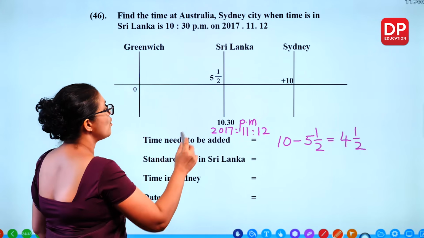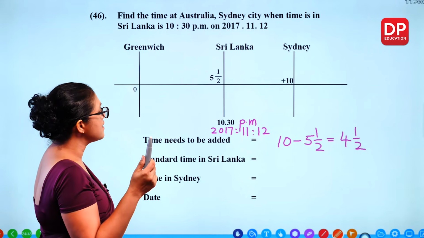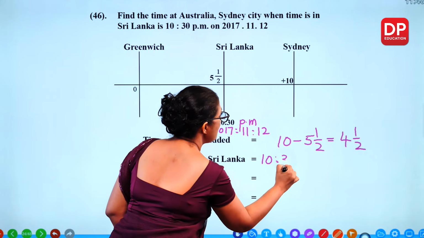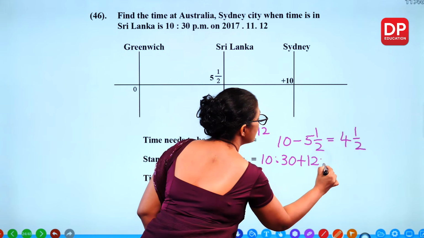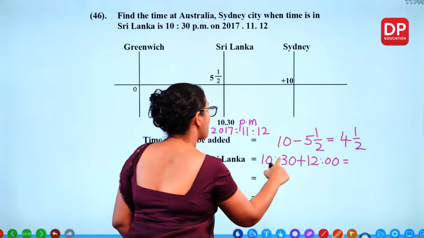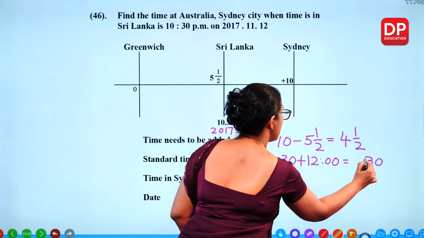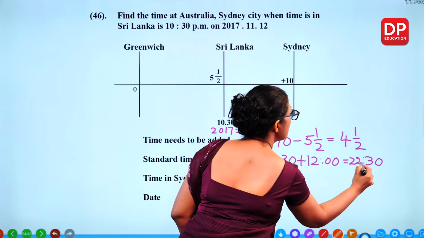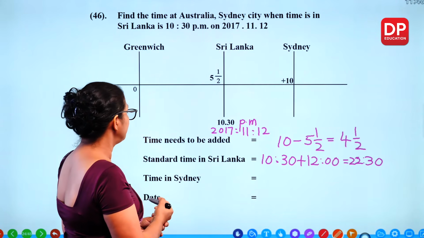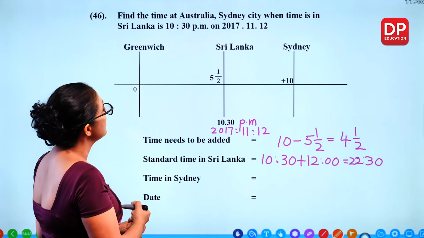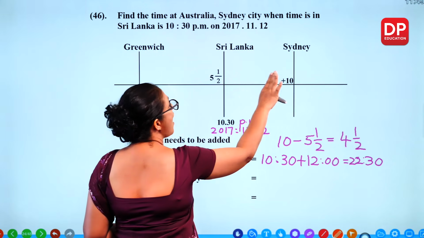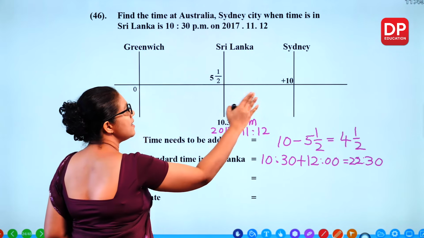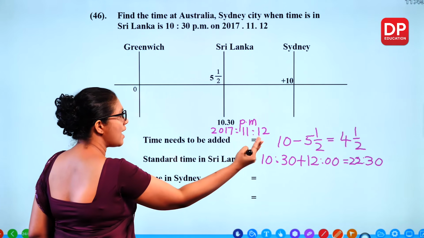The standard time in Sri Lanka now is 10:30 p.m. You can't write it like this, so add 12 to that. You can't write p.m., so you have to add 12. What's the time? 22:30 is the time. Time in Sydney: now you have to add 4:30 to that, because Sydney is towards the east side. So you have to add the time.